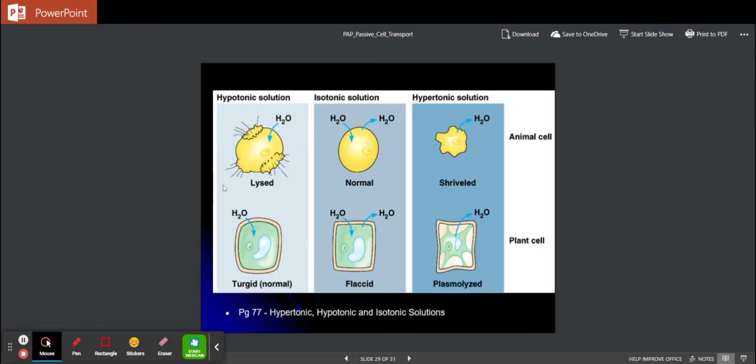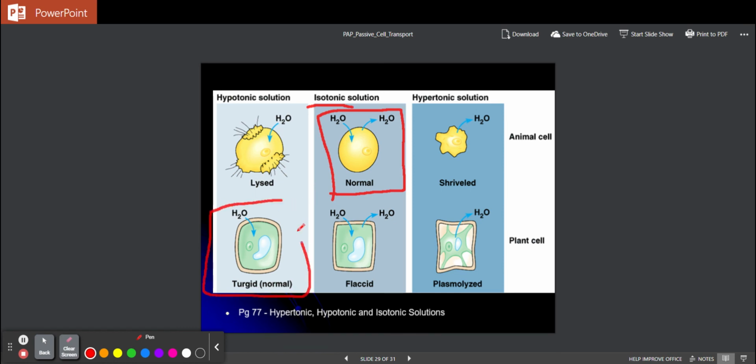All right. So this is what happens to animal and plant cells under each type of solution. What I want you to take note of is when the cells are normal. For animal cells, this would be in isotonic, and for plant cells, it is when they are turgid, which only occurs when they are hypotonic. However, if animal cells are hypotonic, then they become lysed and they get too much water in them, so they blow up. And whenever they're hypertonic, they shrivel up because water is leaving them.